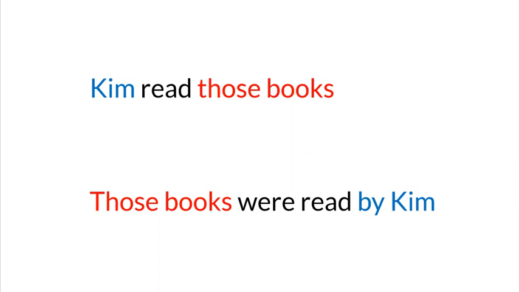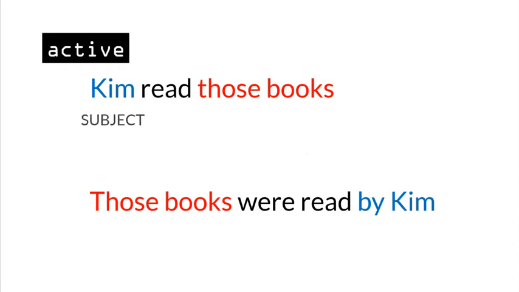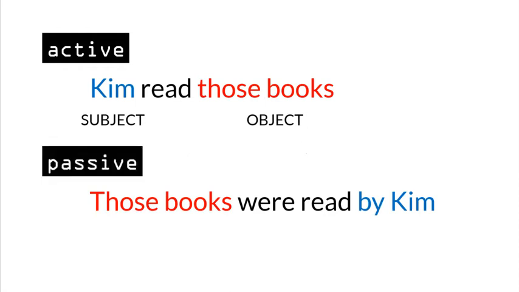Another way that verbs vary is through morphological processes, including the well-known passive alternation. In this example, there is an active form, Kim read those books, in which the subject is the reader and the object is the thing being read. Then there's also a passive form, those books were read by Kim, where the subject is the thing being read and the reader, Kim, is an oblique phrase.